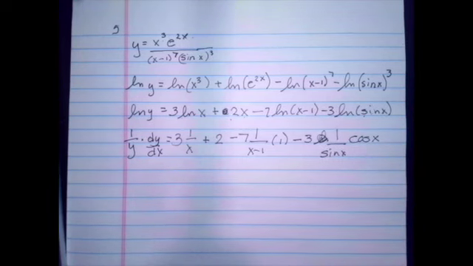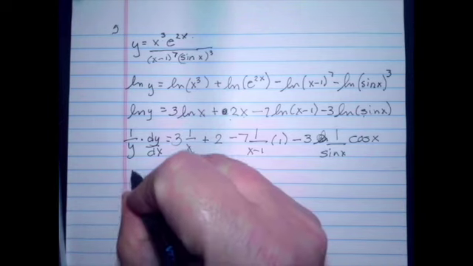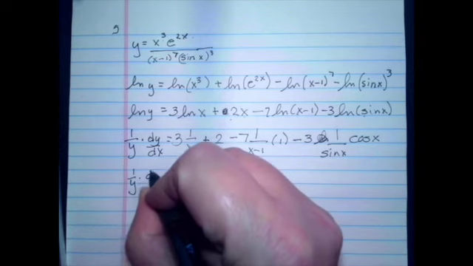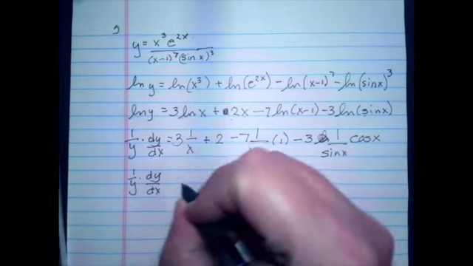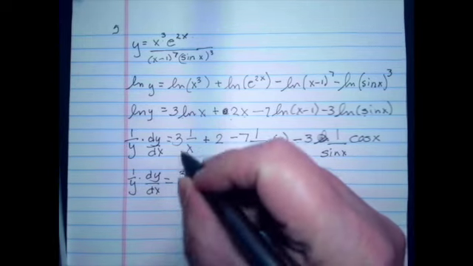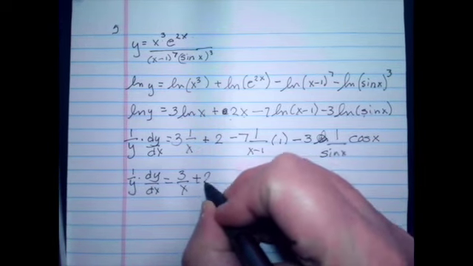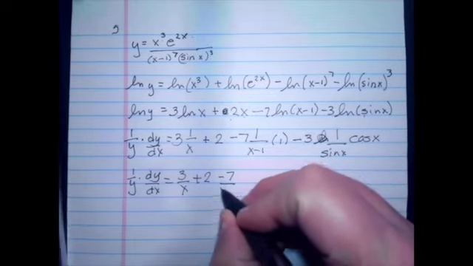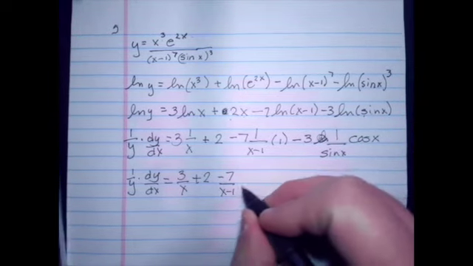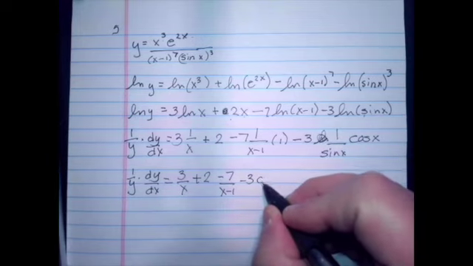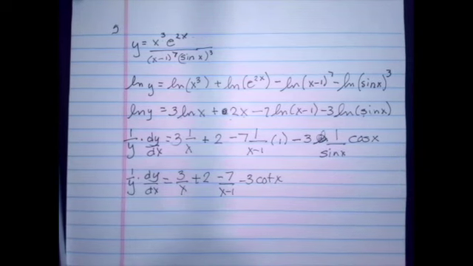I'm going to clean this up just a little bit more before we do anything else. I'm going to call this 3 over x plus 2 minus 7 over x minus 1 minus 3 cotangent x.